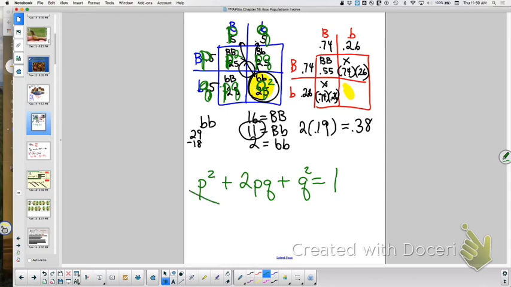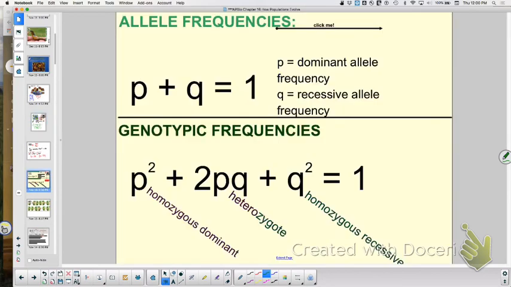Where did this come from? This came from a gene pool. What were our two options in our gene pool? P plus what? Q equals 1. The P's in the pool, right? So take a look right here. Here are your two equations.